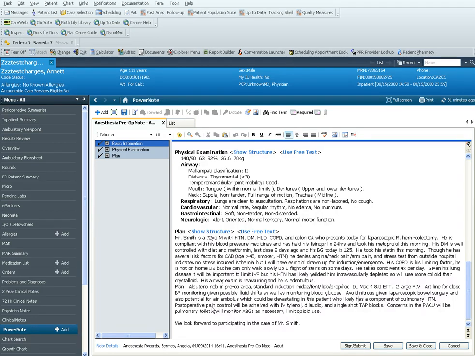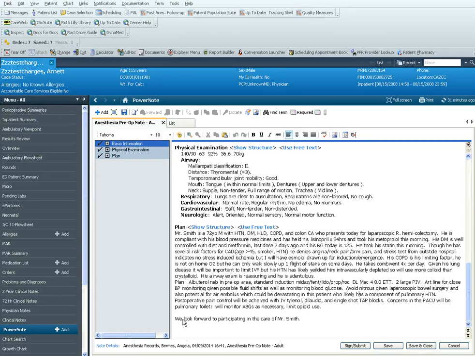And post-op pain control will be achieved with IV Tylenol, Dilaudid, and single-shot TAP blocks. So I've addressed my concerns intraoperatively, post-operatively, and then also just going to state concerns in the PACU will be pulmonary toilet. Monitor ABGs as necessary, and I'm going to limit opiate use.